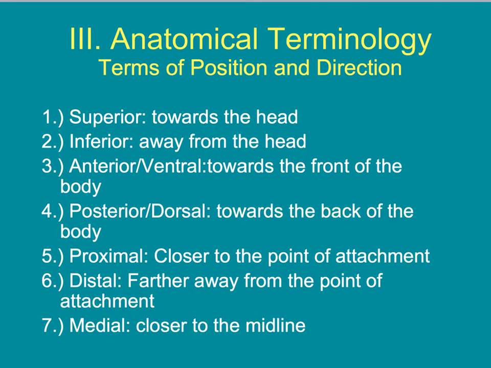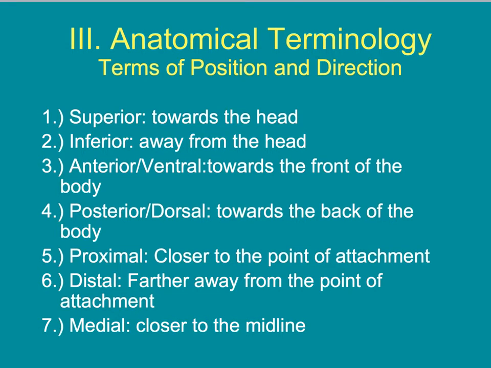When we talk about the human body, there are different directional terms and terms of position that we refer to. For example, the first pair is superior and inferior. Superior means towards the head, and inferior means away from the head. So if we're talking about the eyes and the nose, we may say that the eyes are superior to the nose, meaning that the eyes are closer to the head than the nose. The reverse can be said for inferior. The nose is inferior to the eyes.